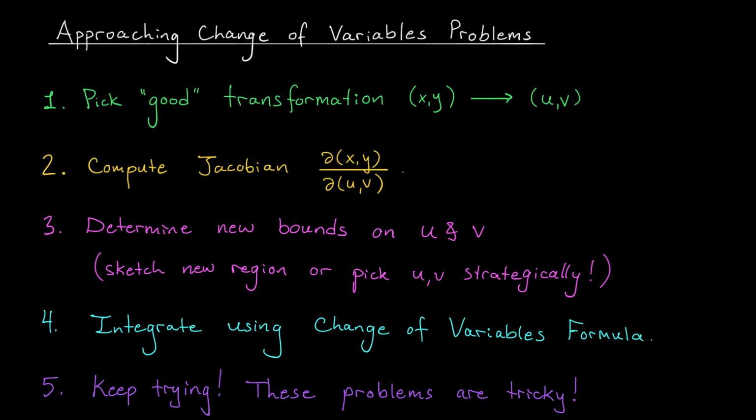Secondly, you're going to need to know how your transformation distorts areas. So your next step would be to compute this Jacobian. Thirdly, your integral is going to need some new bounds, right? It's now in terms of u and v. So you're either going to have to sketch this new region, and I'll show you how to do this in some examples, or maybe you were strategic from the start. You picked u and v with specific bounds in mind. Again, you'll see this in the examples.